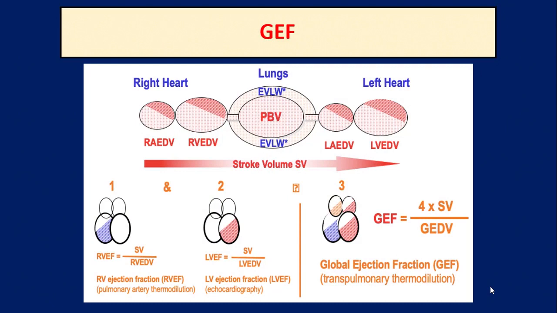Global ejection fraction: as we can see, the right heart, this is the right ventricle, right atrial end diastolic volume, right ventricular end diastolic volume, then the stroke volume traverses through the lungs, left atrial end diastolic volume and left ventricular end diastolic volume. If we combine these chambers, it becomes the global end diastolic volume. The global ejection fraction is the ejection fraction of 4 chambers. So they have multiplied the stroke volume by 4 and divided by the global end diastolic volume. That gives the global ejection fraction.